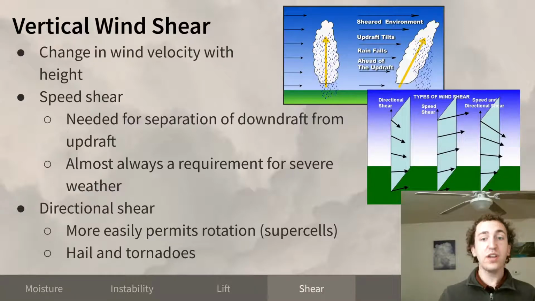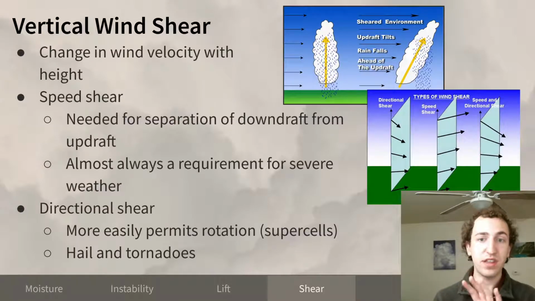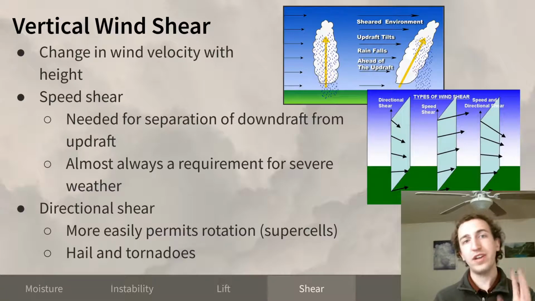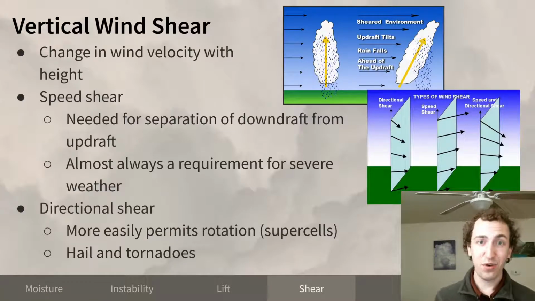Directional shear is a little more complicated. Instead of just allowing the separation of updraft and downdraft, it creates enough dynamical patterns that allow rotation in these thunderstorm systems, which ends up leading to supercells, some of the most intense forms of severe thunderstorms, which is really where a lot of your hail and tornadoes come in.